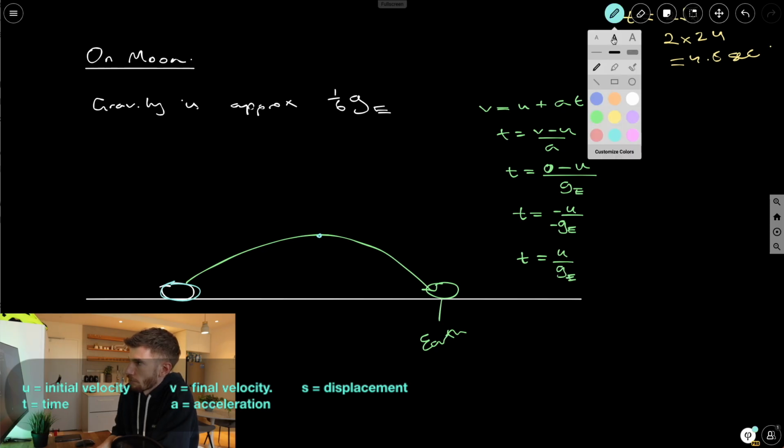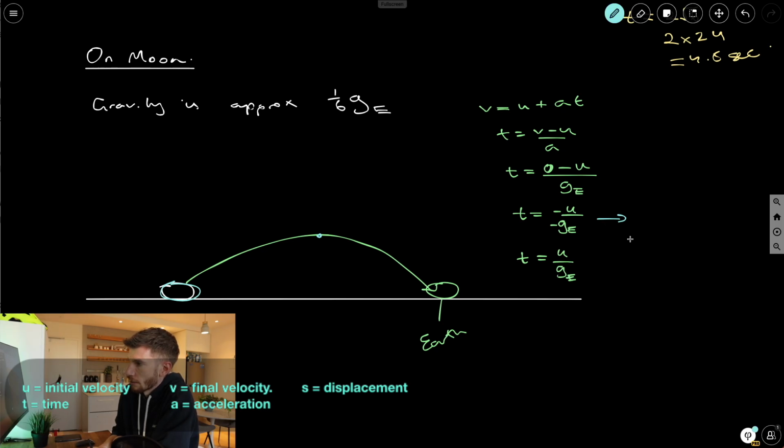If we do the same thing for the moon, let's just cut right in here, because it's going to be the same calculations. For the moon, it's going to be negative u over negative g of the moon. But we can simplify that, cut out the negatives, and g of the moon is 1/6 of g of E, or of Earth.